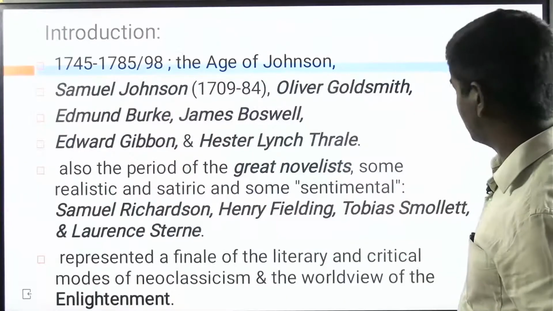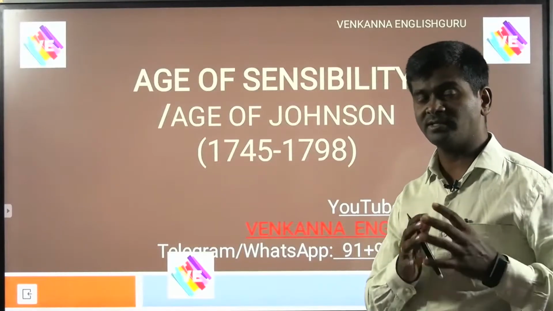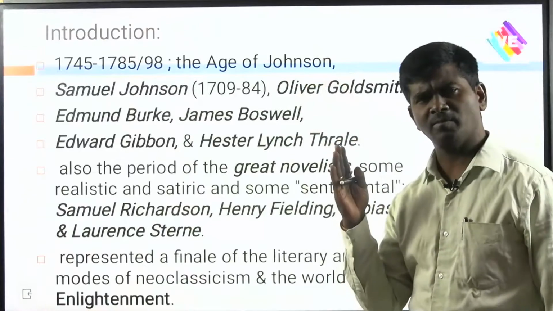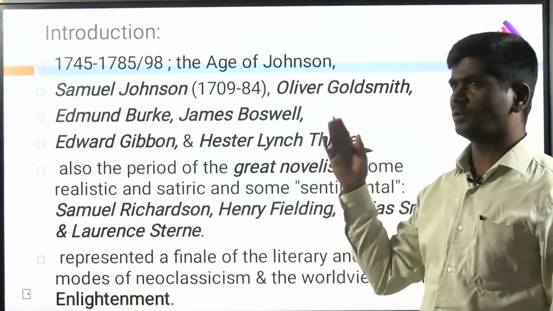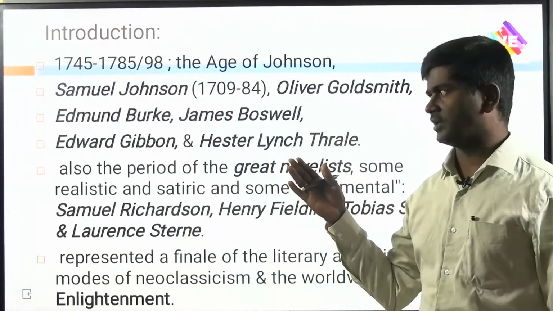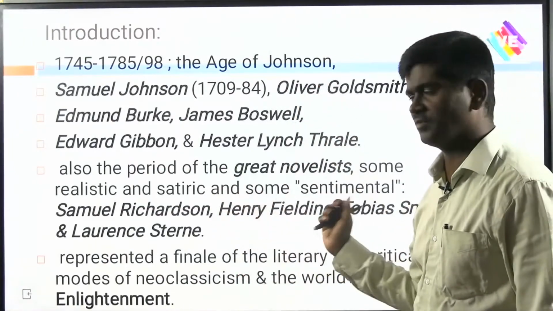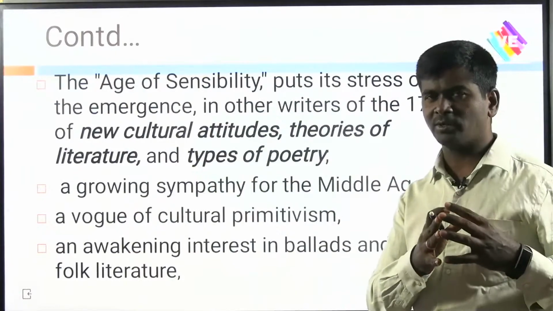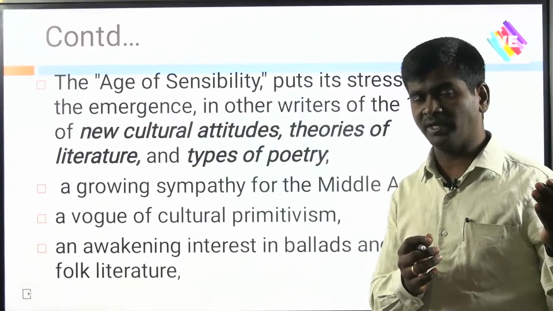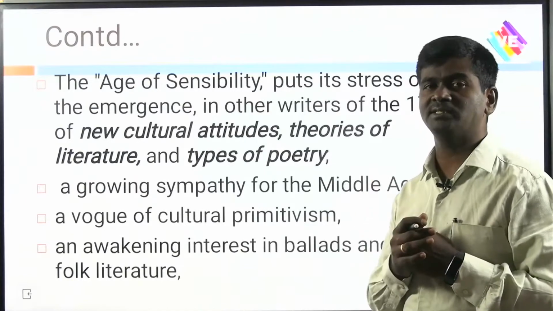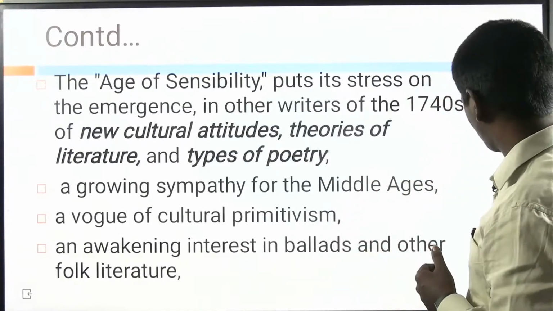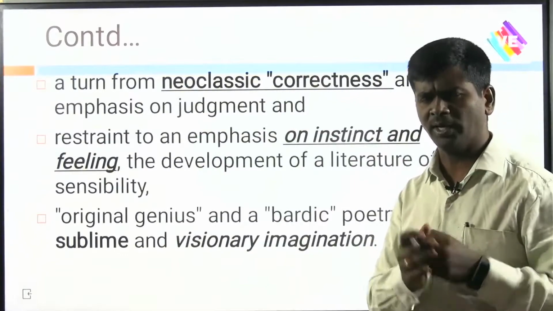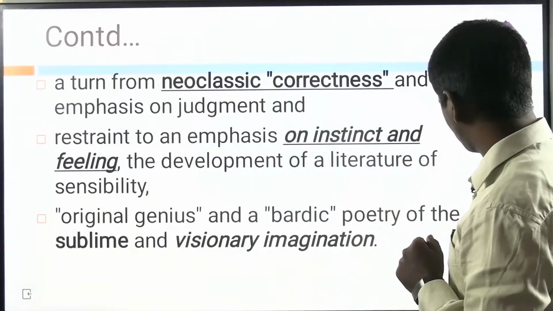friends. The period from 1745 to 1798 is considered to be the Age of Sensibility that we discussed. During this period, you can find plenty of important writers like Dr. Samuel Johnson, Oliver Goldsmith, Edmund Burke, James Boswell, and Edward Gibbon, and also Samuel Richardson, Henry Fielding, and Laurence Sterne. What is sensibility? It is showing interest not only in the classical period, but also in the Middle Ages, in their own passion, their own primitive thoughts, their own instinctive feelings, and sublimity and visionary imagination. Hence, it is considered to be sensibility.